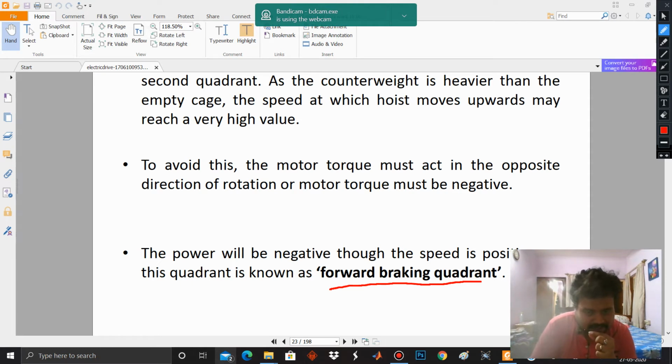When a car traveling on the road has its brakes pushed, what happens? It slows down. What is the direction of rotation of the wheels? It remains the same during acceleration, and during braking it is also the same. A similar case is occurring here. The direction of rotation was the same in the first quadrant, and the same direction of rotation is followed in the second quadrant also.